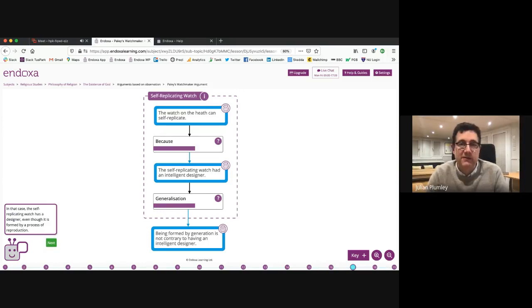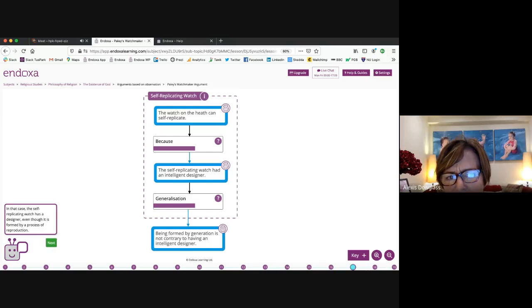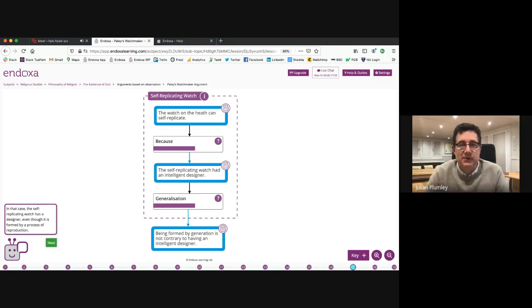I haven't put it in the graph, but that's an objection that he foresaw. So if you think that self-replicating watch had a designer, well, self-replicating is reproduction, then you can generalize that and say that being formed by generation, by reproduction, is not contrary to having an intelligent designer. It's made a really good point. Yeah, I think he disposes of that one quite well. I think it's quite a weak argument from Hume, to be honest.